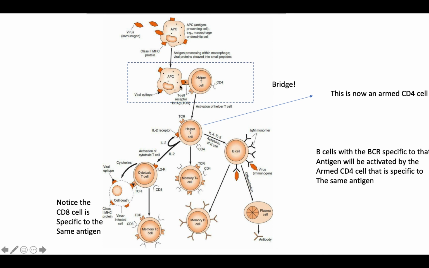The viral epitope is then presented on a class 2 MHC protein. This is unique for antigen presenting cells. MHC class 1 is present in all other cells. فهاي بتروح على الهيلبر تي سيل بتحكي لسيدي أنا وصلت لقيت كذا وكذا وكذا. This is what I found.